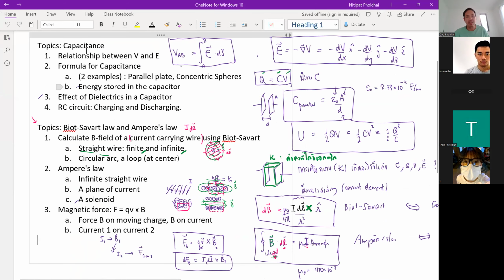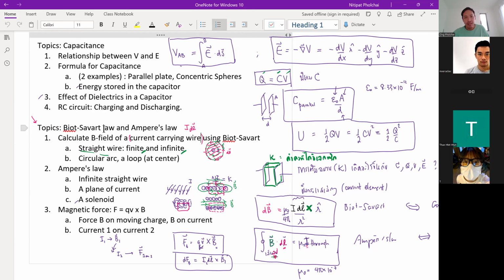The first hour we talked about capacitance. We have all these formulas, and we talked about RC and dielectrics. I ask you to go review them yourself, and then we will talk about that next time. And now we talk about the Biot-Savart law and Ampere's law.